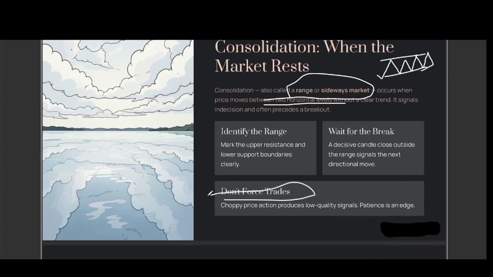In this, don't force trades. We should never trade when the market is choppy. Always trade when the markets are in trending directions, either upward or downward.